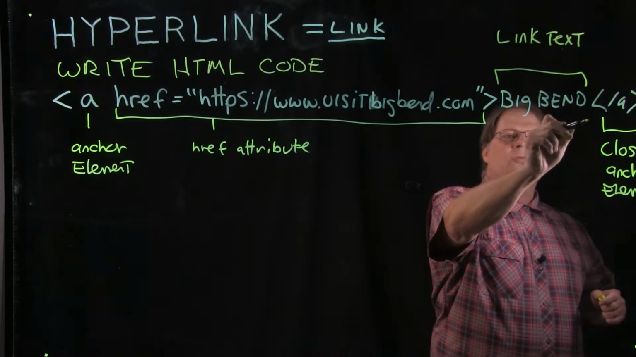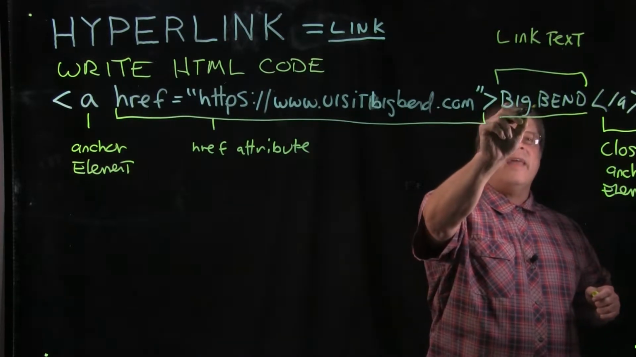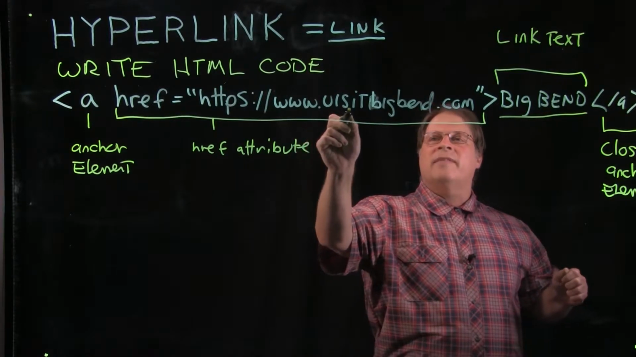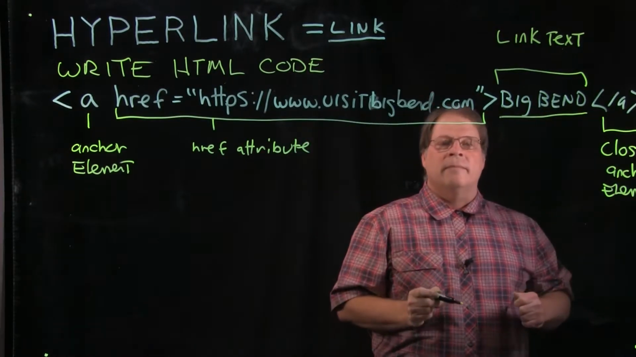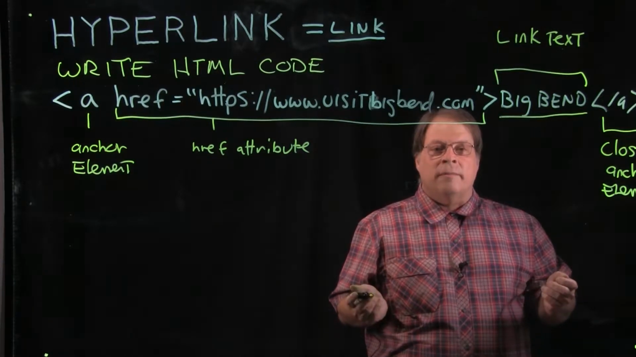This is what your users will see on the web page in the web browser. They will be able to click on this and it will take them to the www.visitbigbend.com website. So that is how you create a link in HTML code.